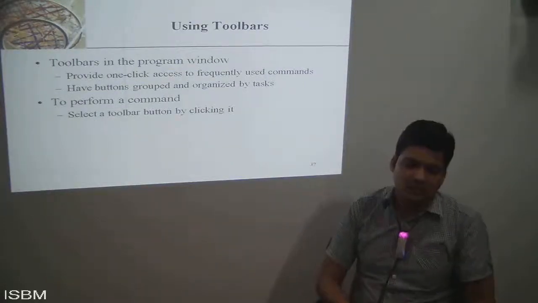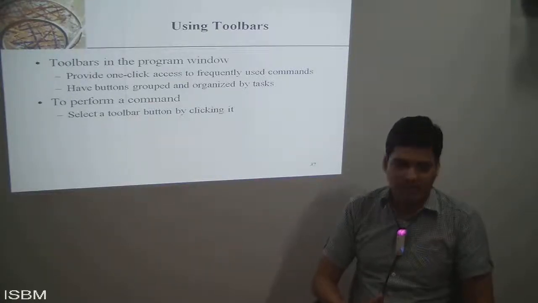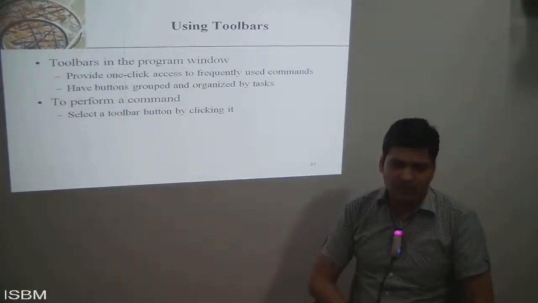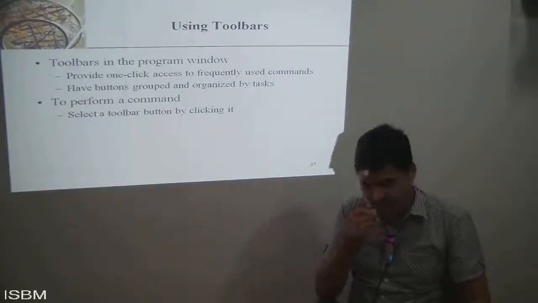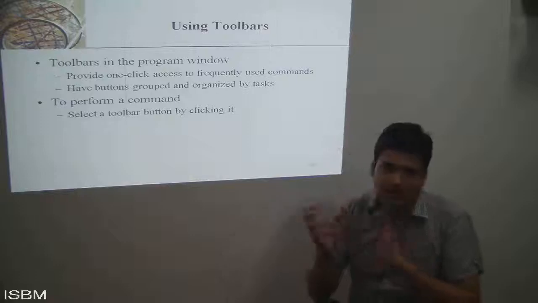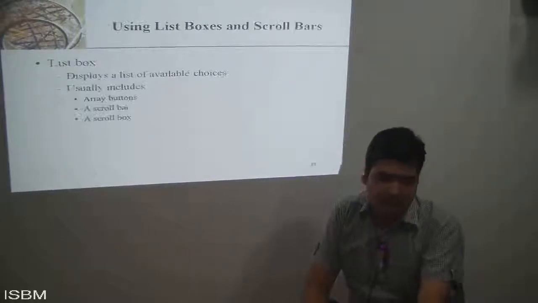Using toolbars. A toolbar in a program window provides one-click access to frequently used commands. It has buttons grouped and organized by task. To perform a command, select a toolbar button by clicking on that. Toolbar, nothing but you can double click on that, it will open your toolbar. With the help of the toolbar, you can do whatever you want.